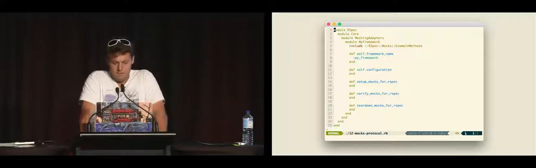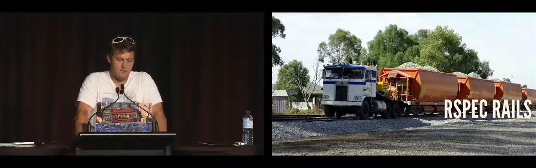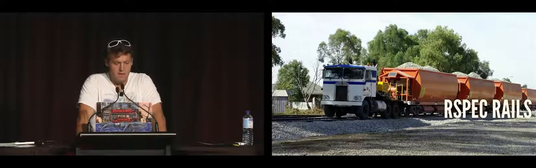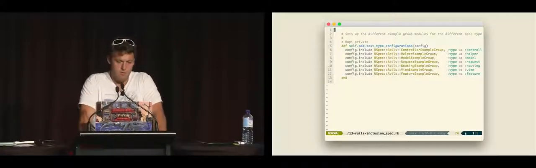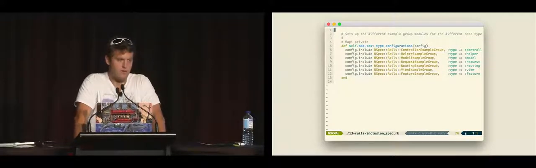And moving on again, although I did mention that RSpec Rails was basically just a set of conventions, and most of it was actually done by Rails, I thought it might be nice just to talk about how we actually use RSpec and Rails together here. We actually use our own inclusion feature. So we are actually extending RSpec ourselves using our own APIs here to give you the Rails functionality within RSpec.